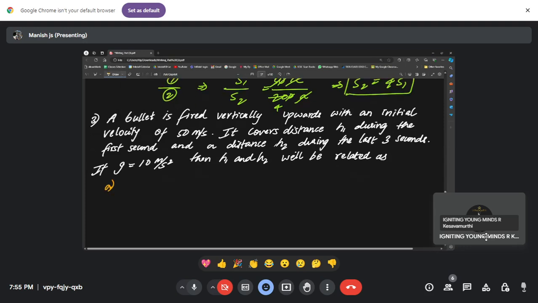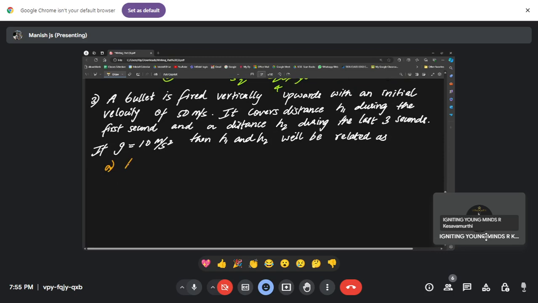The first option, that is option A, is h1 is equal to 3h2. Option B, h1 is equal to 2h2. Option C, h1 is equal to h2. And option D, h1 is equal to h2 upon 3. So these are the options that you have. So given the following options, you'll have to identify the right one. So read the question carefully and then you will have to make a wise choice.